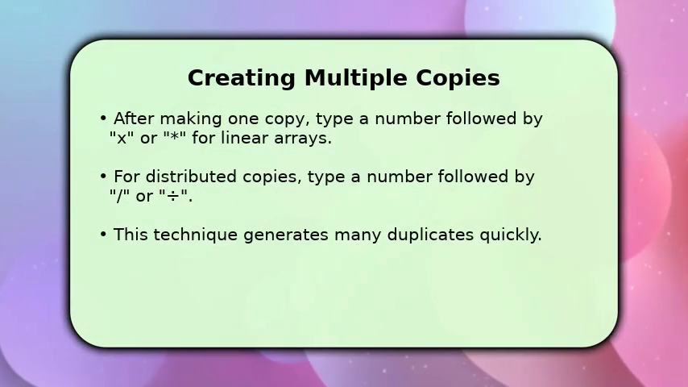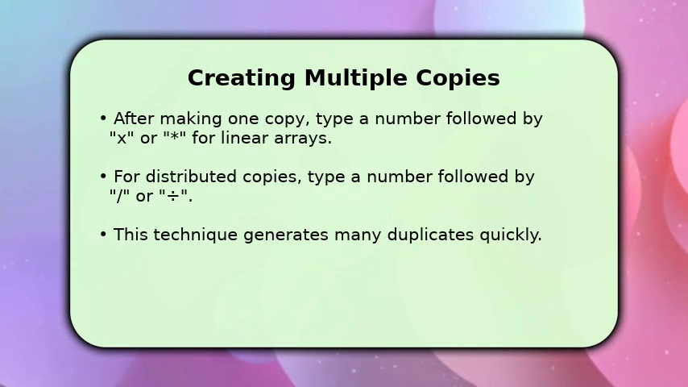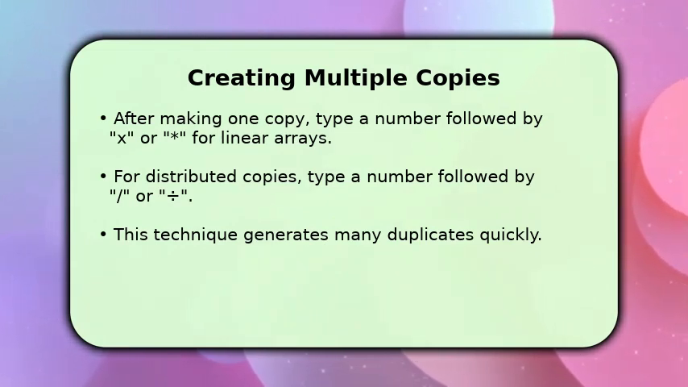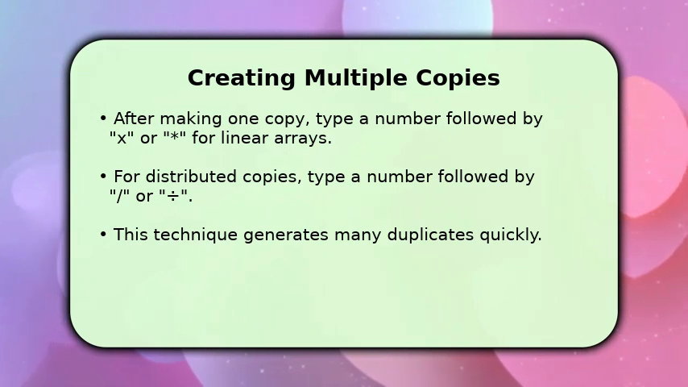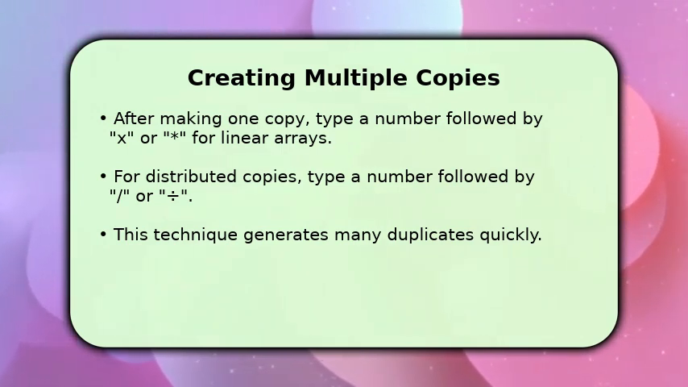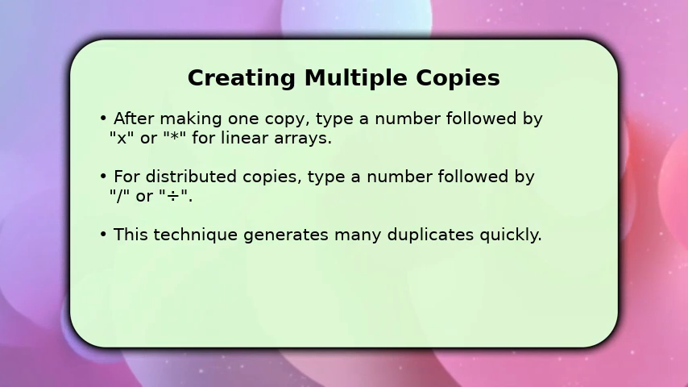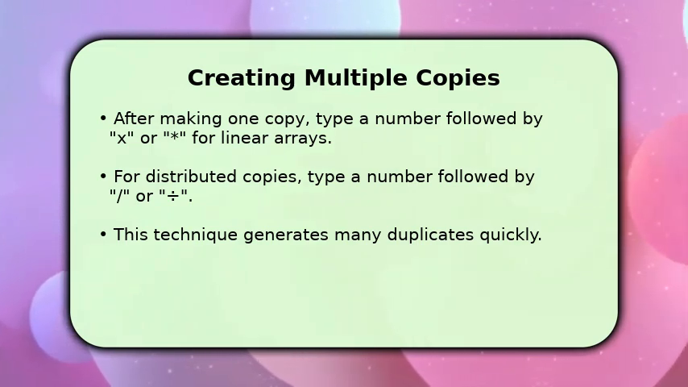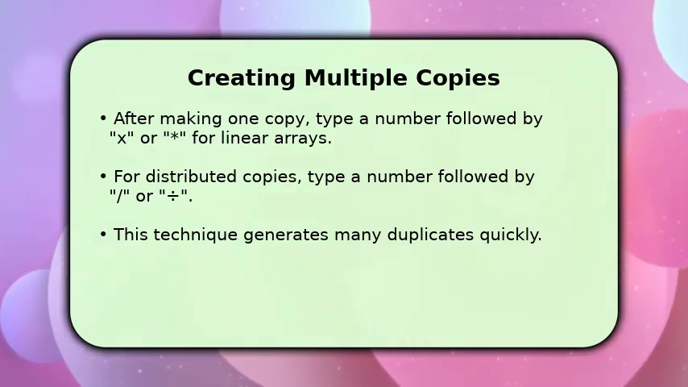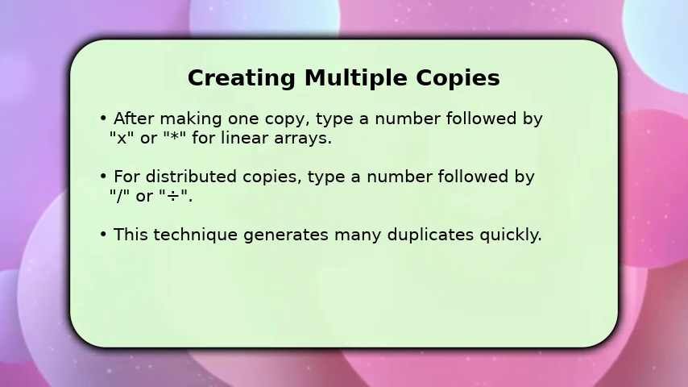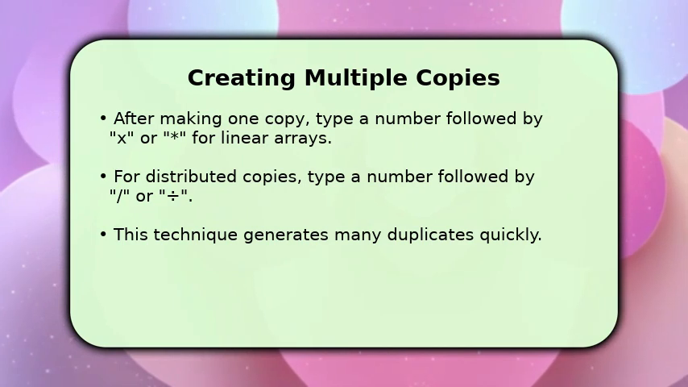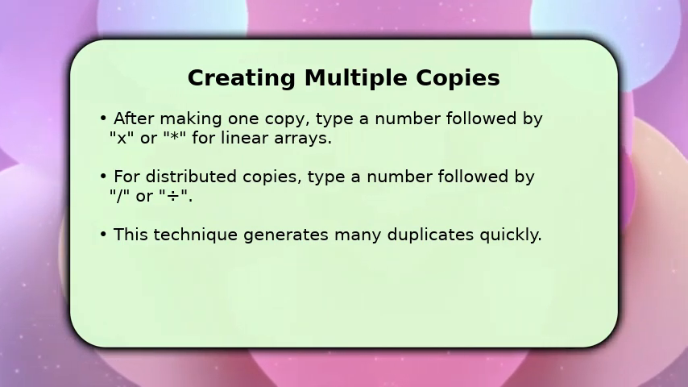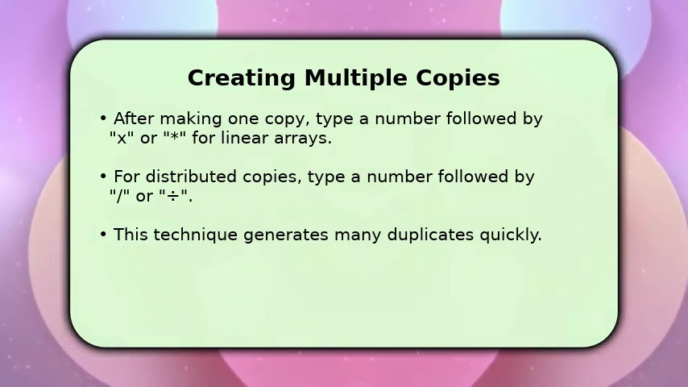To create multiple copies, first make one copy using the Move tool and Control key. Before doing anything else, type a number, for example, 5, followed by X or an asterisk, then press Enter. This creates 5 additional copies equally spaced. For distributed copies, type a number like 3, followed by a / or division symbol, then press Enter. This places 3 copies between the original and the first copy.